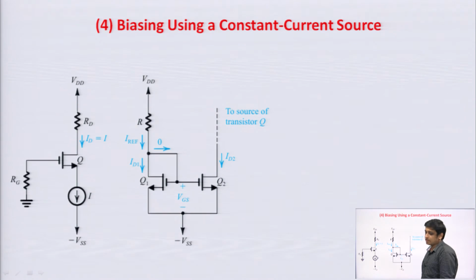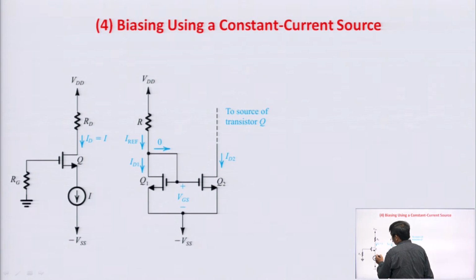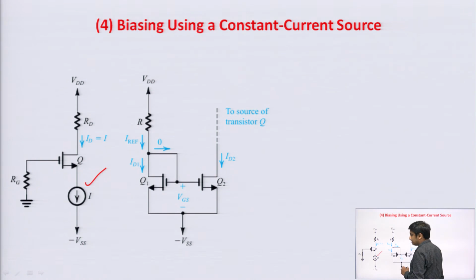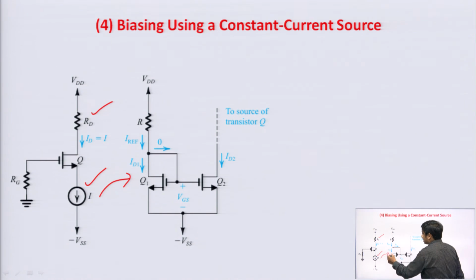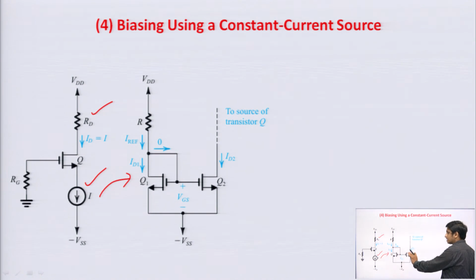Next biasing technique is biasing using constant current source. Now, you can see that in this technique we have connected a current source at the source terminal, fine. This is the drain resistance Rd, and this current source is nothing but a current mirror. The internal circuit is the current mirror.